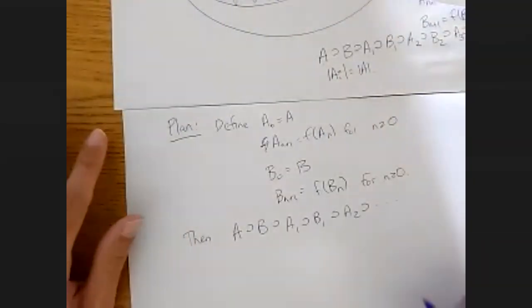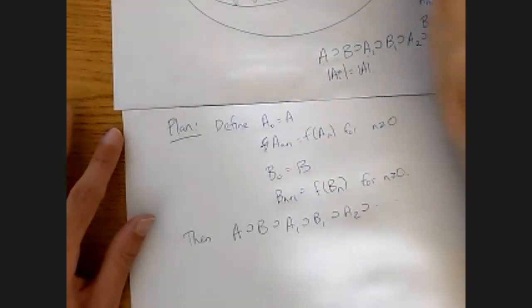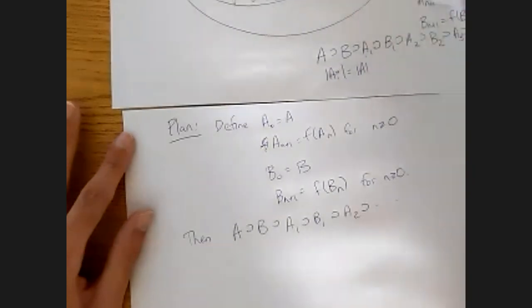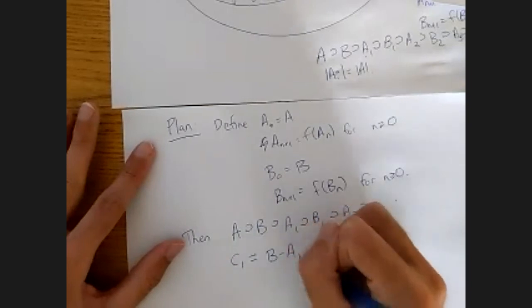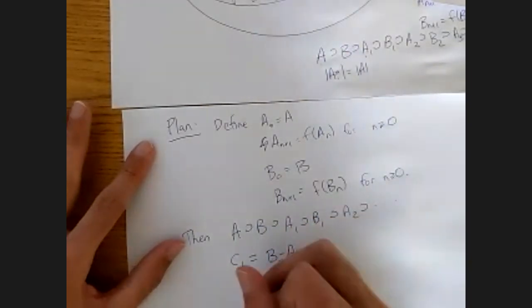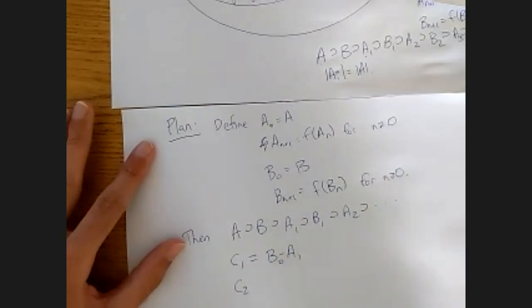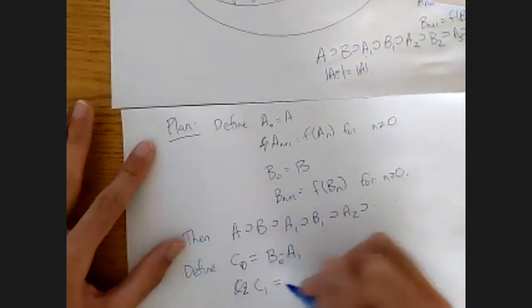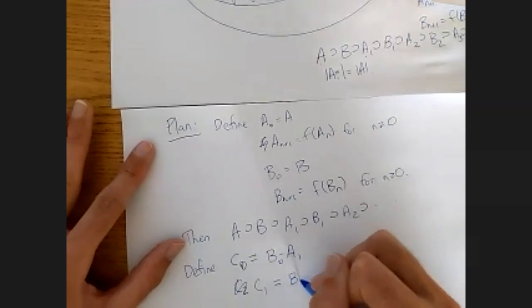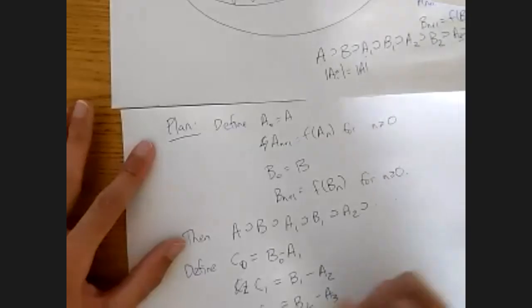And we want to give a special name to the shaded area. The first shaded area is b, the set difference of b minus a1. We'll call that c0 equals b0 minus a1. So we'll also define our shaded areas. We'll define c1 equals b1 minus a2. Define c2 equals b2 minus a3, and on and on.